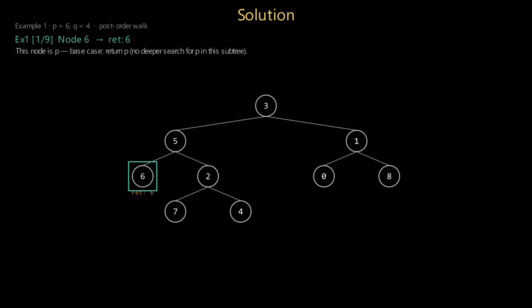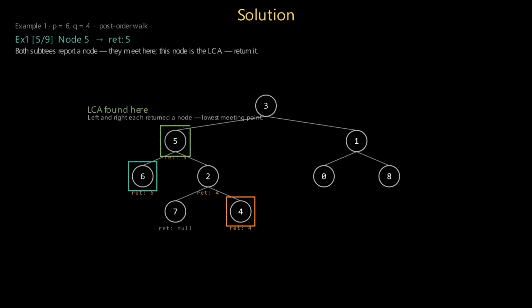That visit is P, 6 is one of the two targets. That visit is Q, 4 is the other target. This is the moment, both recursive calls return a real node, so the split is here. This node is the lowest common ancestor, not just passing a pointer through.